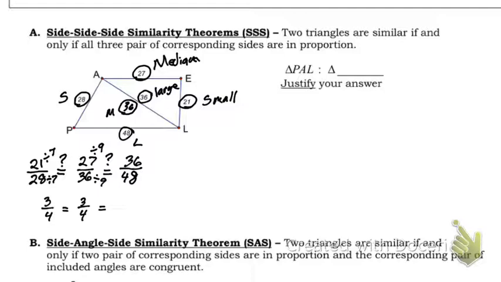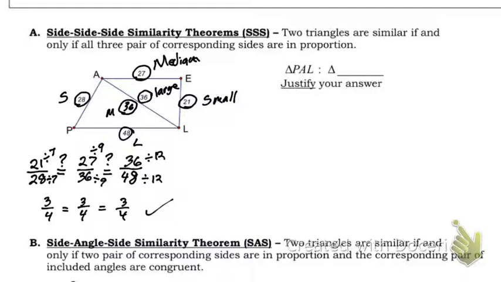And our last one, what goes into 36 and also goes into 48? 12. Divide by 12. Divide that guy by 12. And guess what? It equals 3 over 4. We are good. They are similar. And see how I have it marked? It's going to help me write my similarity statement.